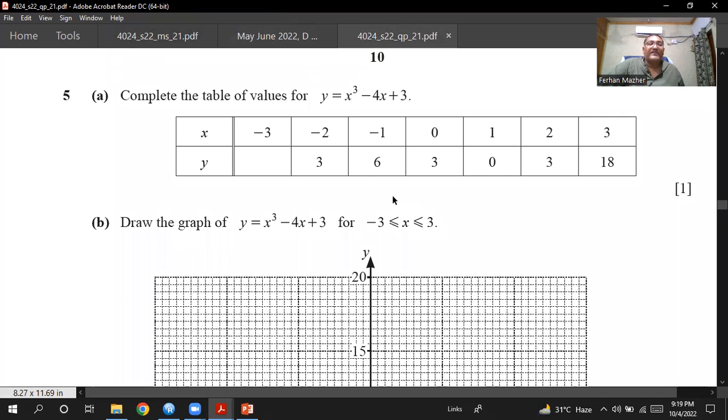Okay, so we are going to the next question. It says complete the table of the values for y equals x cubed minus 4x plus 3. So what will be the value of y when x is minus 3? In your calculator, you will write bracket start minus 3 bracket close, raised to power 3, minus 4 bracket start minus 3 bracket close, plus 3 equals, and you will get this value of y.